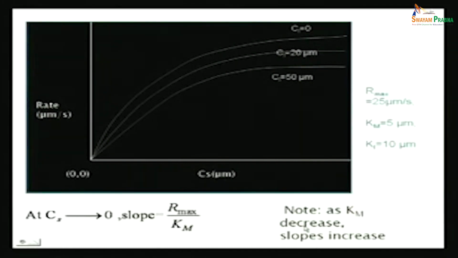But because the slope changes at the beginning, right, because slope is Rmax over Km, because Km changes, the slope changes, so they will attain that asymptote at a very different rate. Is it clear? Though the asymptote could be the same, because your initial slope is very different from each other, because your Km is very different, the dynamics of attainment of that asymptote are going to be very different. And as Km decreases, the slope increases, right? So this is understood, I guess.